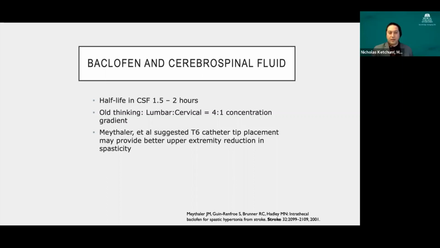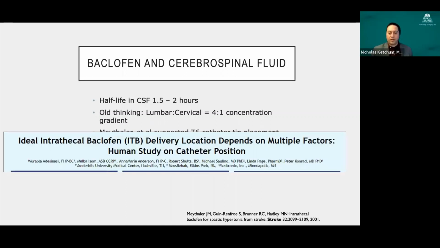But what we're finding is that CSF flow is not like a straw sitting full of fluid in a big open space. It's largely a potential space. What Dr. Salino, Dr. Conrad, and Dr. Page from Medtronic have looked at came out last January, I believe, at the neuromodulation meeting.